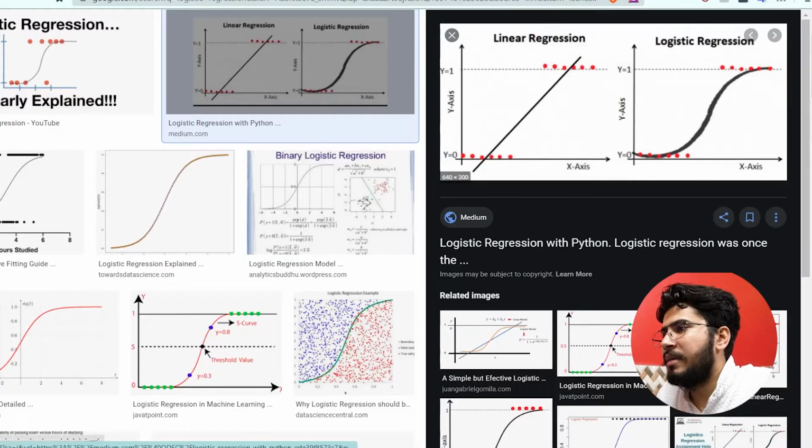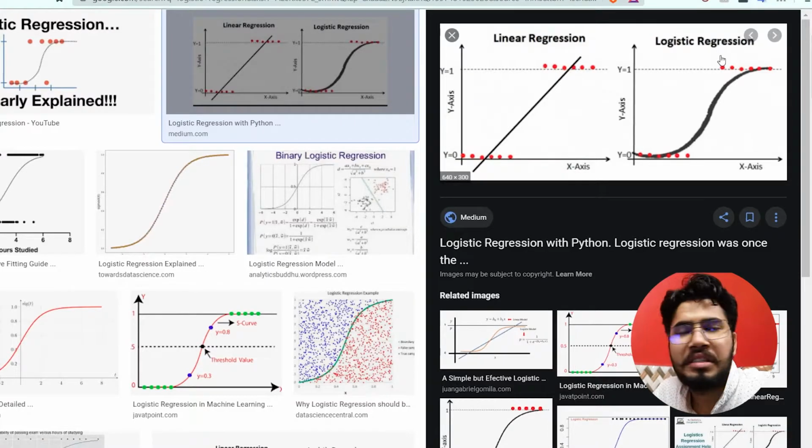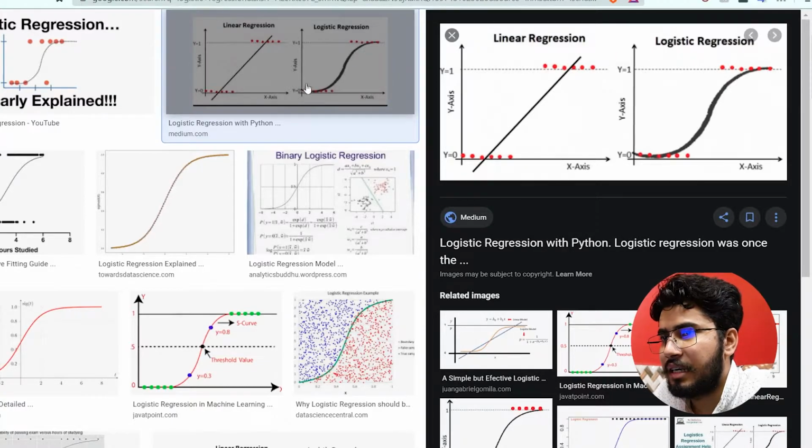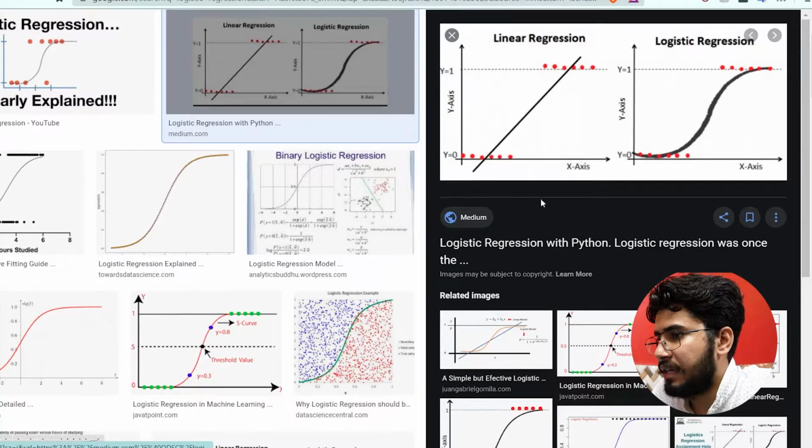Although the name says regression, logistic regression is not a regression algorithm, it is a classification algorithm. So what is the difference between regression and classification? I have already explained it, but let me just explain it once more.